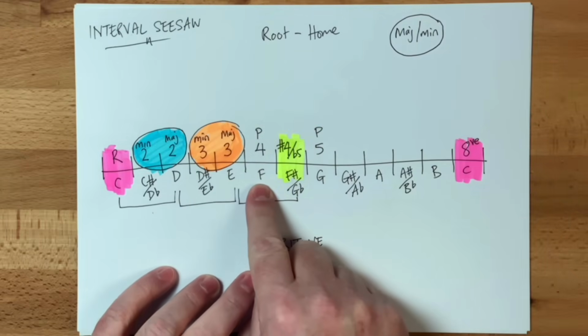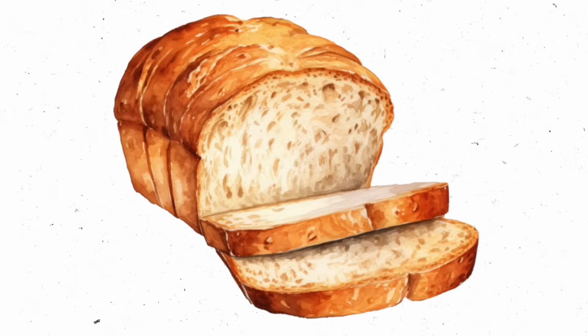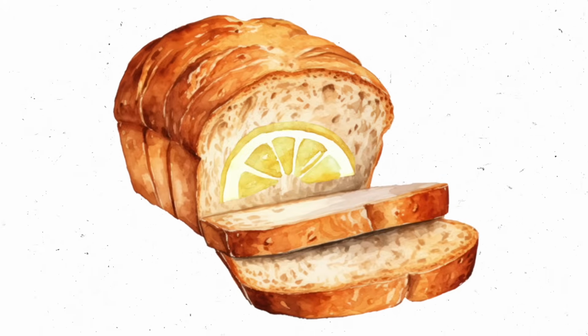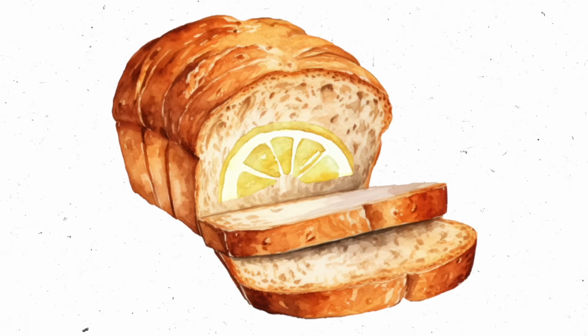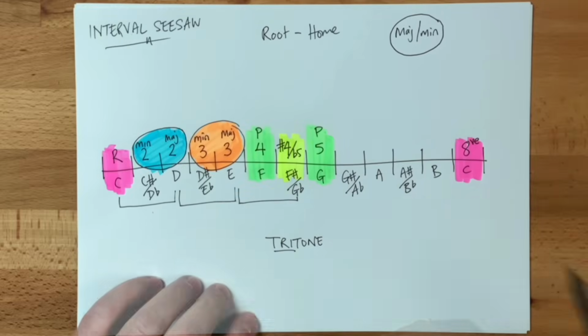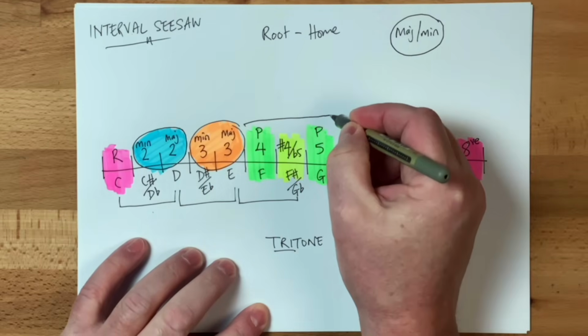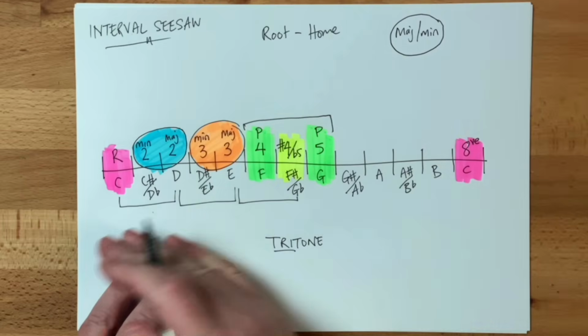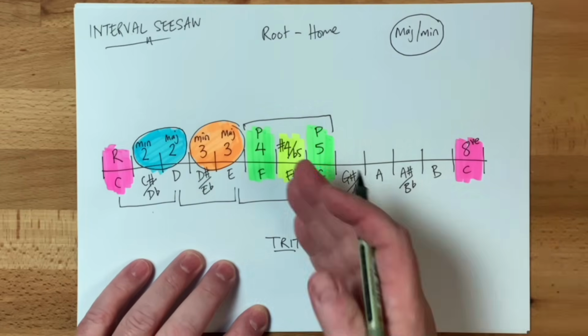I imagine that the perfect fourth and the perfect fifth are really nice slices of bread, but what we've done is we've put a lemon slice inside to make a lemon slice sandwich. Let's colour those perfect intervals in. Now you can see where that perfect sandwich lives, and the pattern is starting to emerge, but let's carry on the sequence.